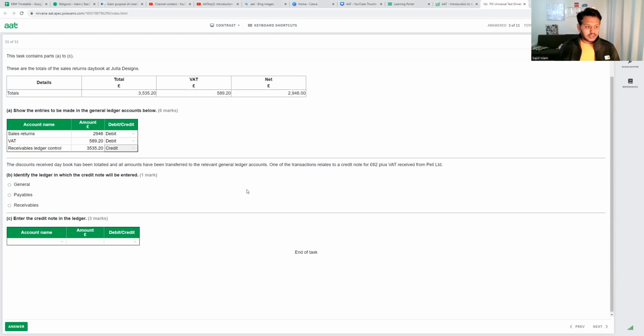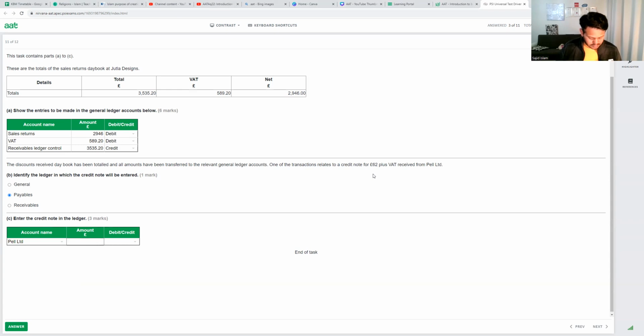So identify the ledger account. The credit note will be entered as a payable, because obviously if I buy something and then return it, my payable balance needs to go down. I'm not going to pay the same amount to my supplier if I return something. Enter the amount. So how much will be the amount? Which company will that be? PEL Limited. The amount will be 62 plus VAT.